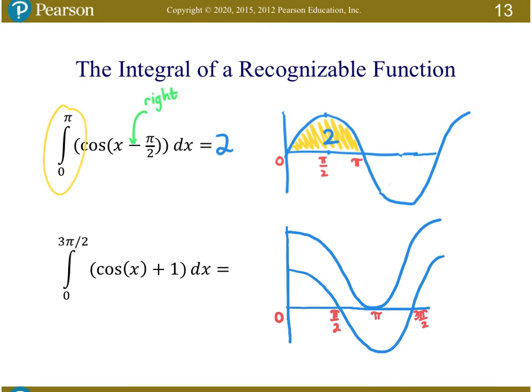And what if I want to know from 0 to 3 pi over 2? So I'm going to have to put some pieces together and use some addition and some subtraction to figure this out.